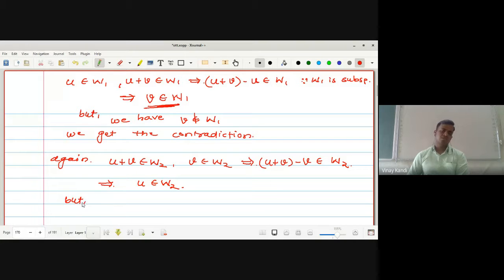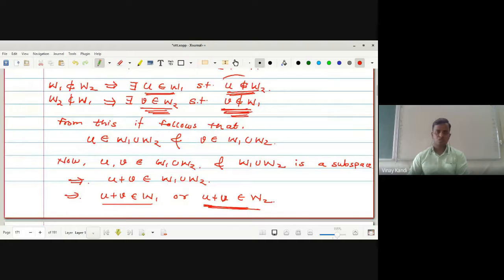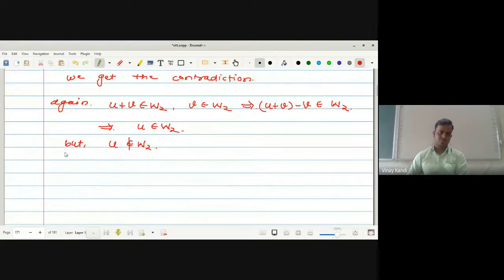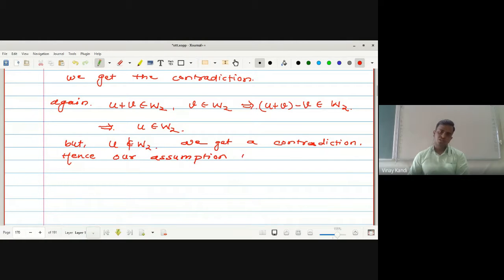But U does not belong to W2. Why? Look at it. U does not belong to W2. Hence, we get a contradiction. Why? Because our assumption is wrong. What is our assumption? W1 is not contained in W2, or W2 is not contained in W1, is wrong.